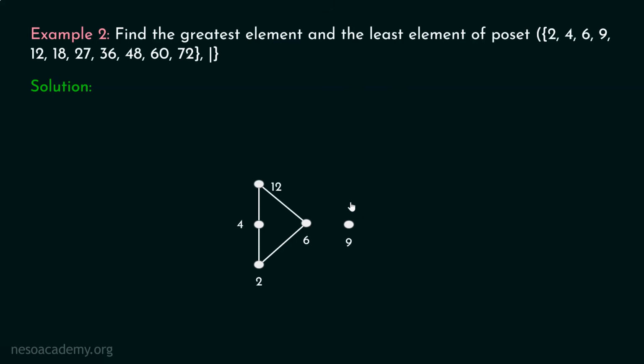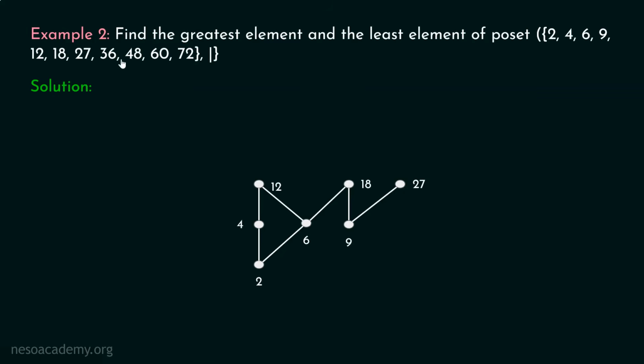18 is divisible by 9 and top elements are 12, 6 and 9, right? 18 is divisible by 9 and it is also divisible by 6, but it is not divisible by 12. Therefore, we can place 18 above 9 and we can draw an edge between 6 and 18 and 9 and 18, right? After this, the next element is 27. 27 is divisible by 9. It is not divisible by 18 and it is not divisible by 12. Therefore, we can place 27 over here and we can draw an edge between 9 and 27.